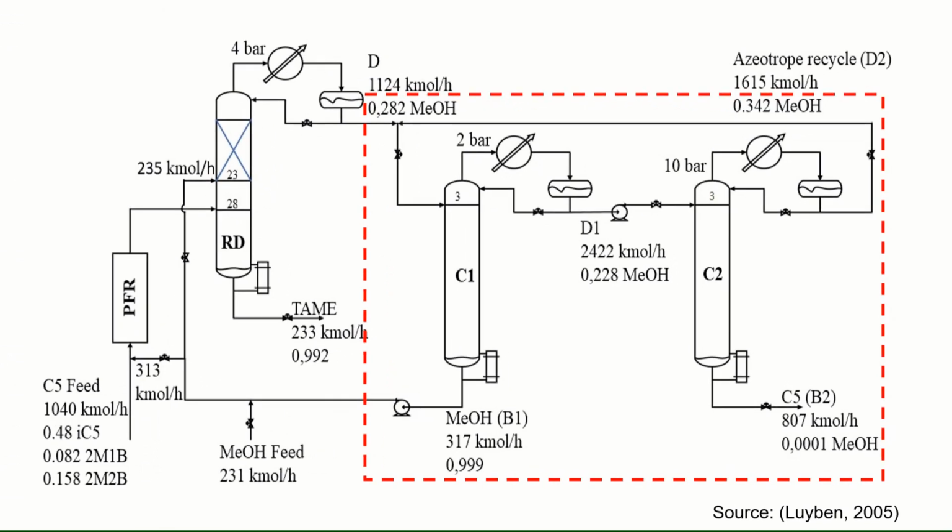In this research, the PSD scheme is taken from Luyben's paper. In that paper, he talked about plant-wide control of TAME production, but in this paper, we just focus on the PSD system. The PSD system consists of 2 distillation columns. They are the C1 and C2 columns. The duty of this unit is to separate the excess reactant from reactive distillation. The excess reactant consists of methanol and C5.